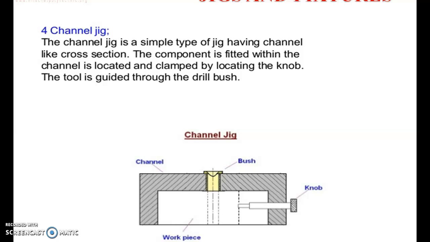So let us discuss another jig which is named the channel jig. The channel jig is a simple type of jig having a channel-like cross section. This is the channel-like cross section. The component is fitted within this channel, located and clamped by rotating the knob. This knob is used for clamping and unclamping of the workpiece. The tool is then guided through this drill bush. The work is fitted within the channel and is located only by screwing and unscrewing the knob.